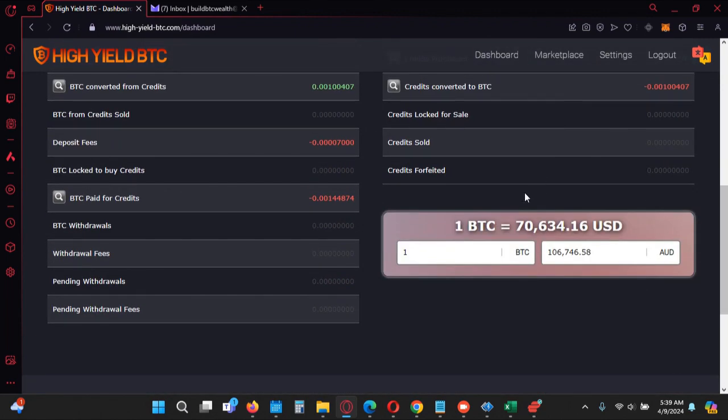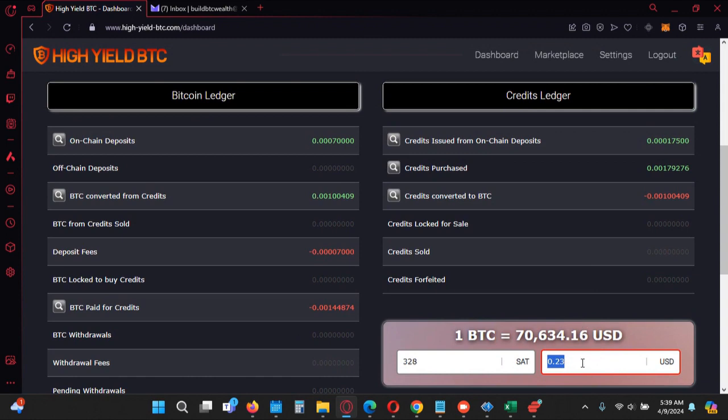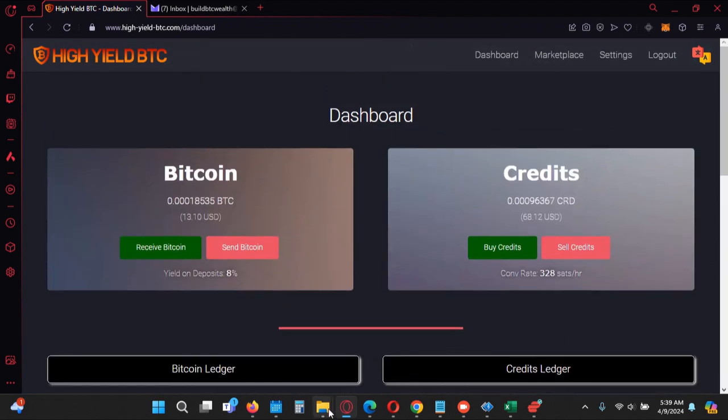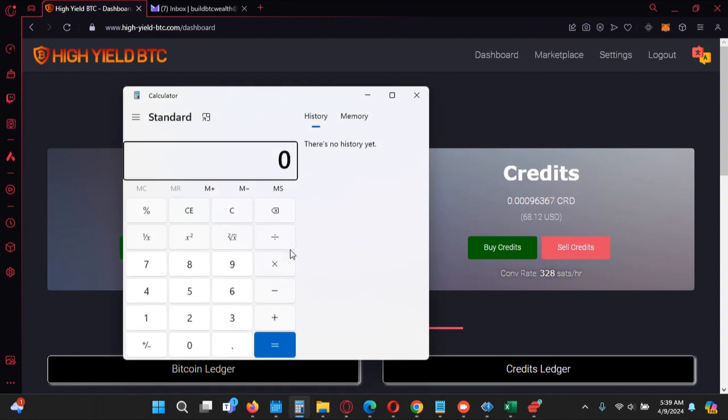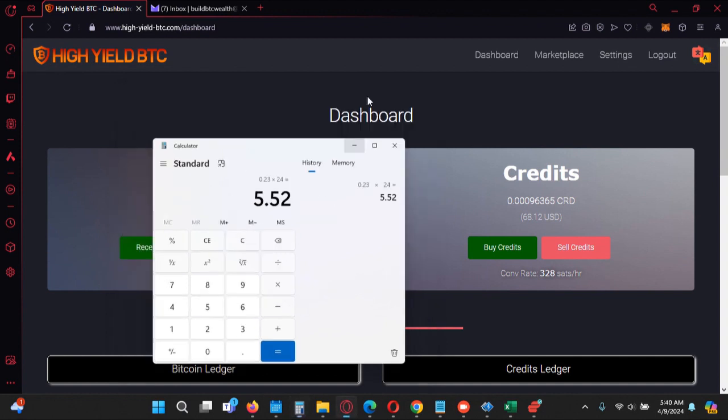So if I'm doing 328 Satoshis, I can set that to Satoshis, put in 328. That'll let me know that, okay, I'm making 35 AUD. Let's put that in US dollars. I'm making about $23 a day. I mean, an hour at this rate. Not $23, 23 cents. 23 cents times 24, that kicks me out about $5.50 a day.